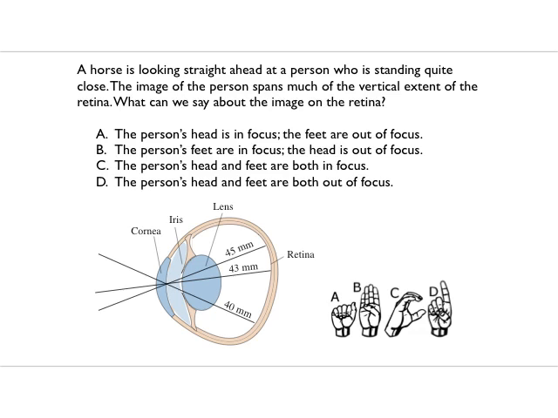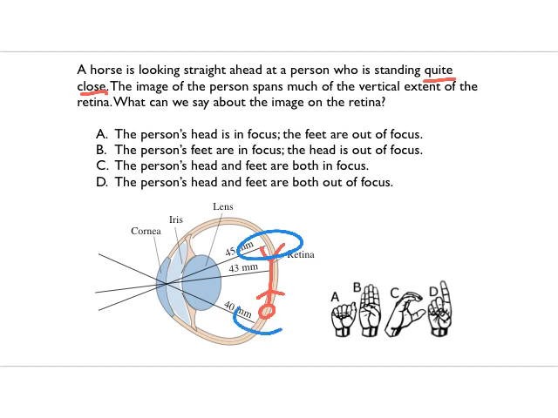Well, one thing we know about images is this. This will be a real image. So the image of the person will be upside down on the retina. Okay, the image will be upside down on the retina. And the person is standing quite close. And as we've seen, the close objects will be in focus on the top of the retina.